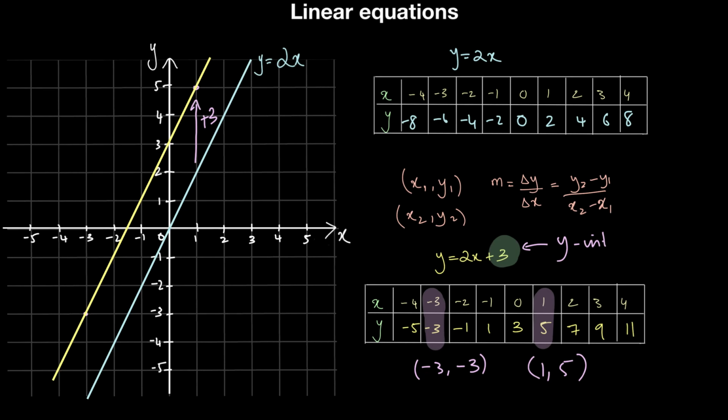Now, why do we call this the y-intercept? Well, the y-intercept is the point at which the graph or the line intersects the y-axis. So when x is equal to 0, the value of y is equal to the y-intercept. So the coordinates of the y-intercept over here will be 0, comma 3.